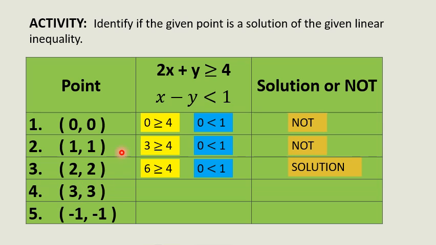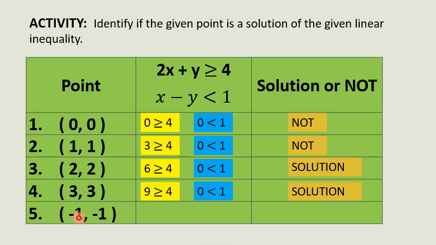The 3 and 3, just 2 times 3 is 6, plus 3 is 9. So then copy this one, then it becomes 9 greater than or equal to 4. And then for 3 minus 3 is 0, 0 less than 1. So that is correct, that is a solution.